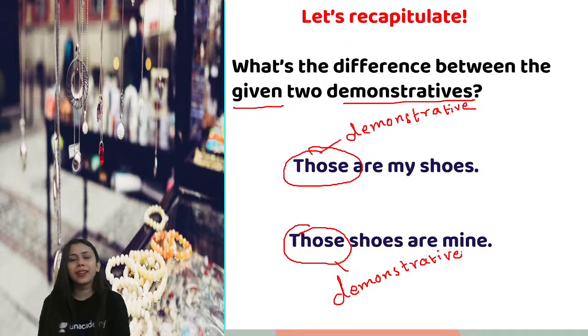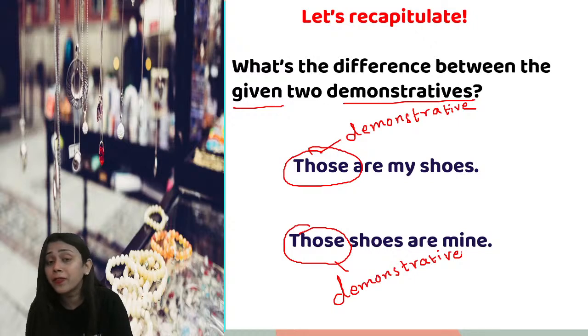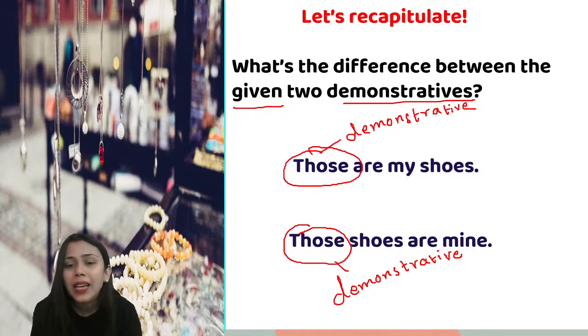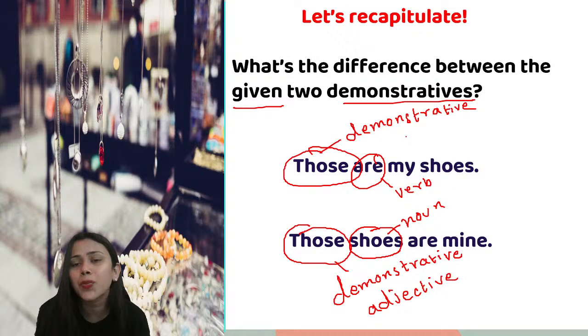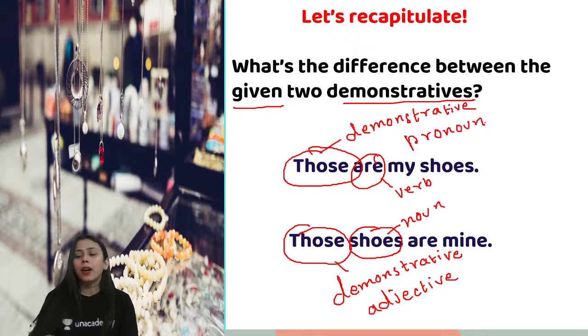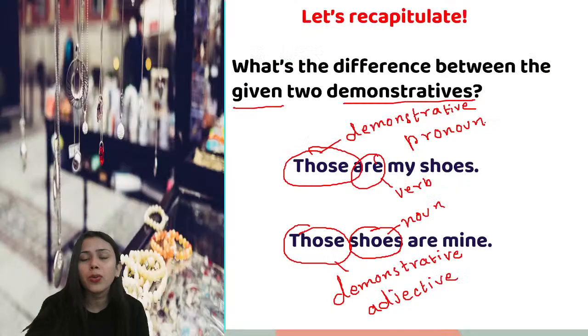Same difference, right? As we found in possessive and in interrogative, the same difference applies here. Here we find a noun. It is placed before a noun, so we can say this one is a demonstrative adjective. And in the first one we find a verb. It is placed before a verb, so we can say this one is a demonstrative pronoun. Now do we have any more questions? No, we don't have any more questions.